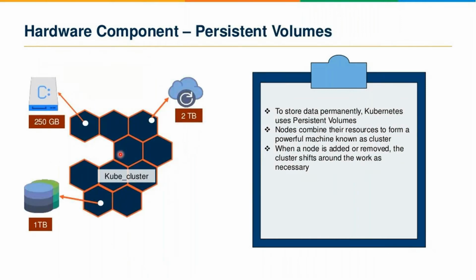Next one is the hardware component, persistent volumes. As we discussed, to this cluster, to these pods, we connect some storage. Every node and pod will connect some storage: 2 TB, 250 GB, 1 TB. As per the requirement, we configure some storage, which is nothing but a persistent volume.